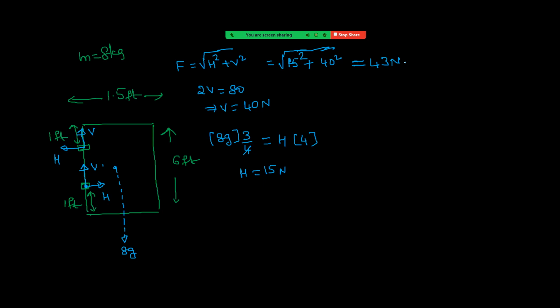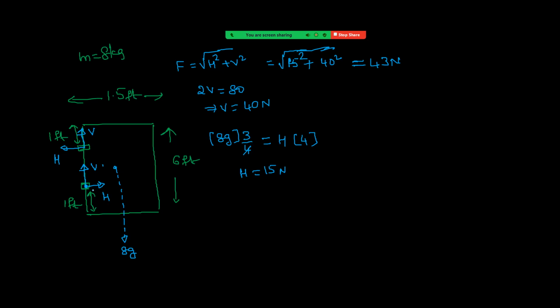So again, net force 0, net torque 0. Here the main confusion comes: how are we taking the direction of hinge reaction? It is like this because the door has a tendency of rotating clockwise. So the door is pulling the hinge outwards. That's why the hinge reaction is inwards like this.